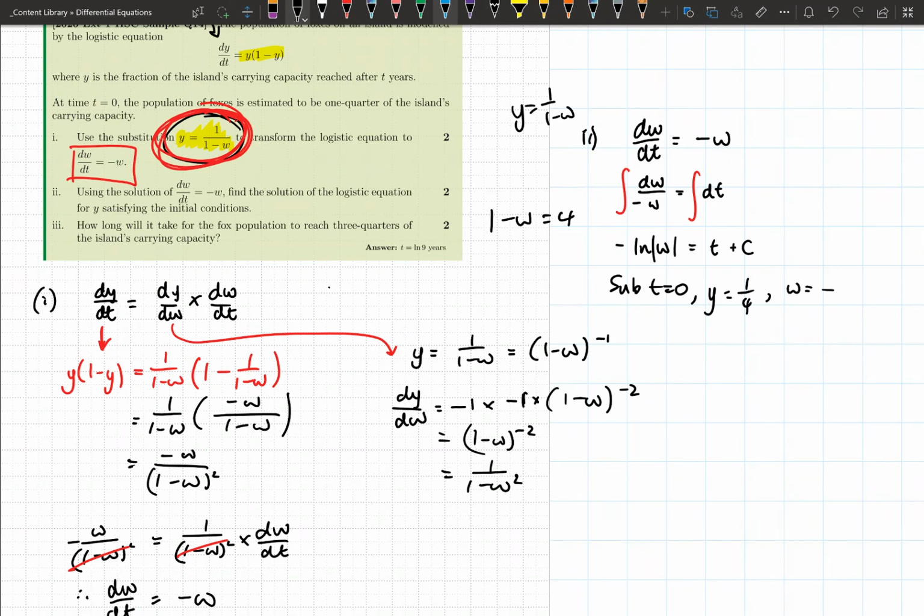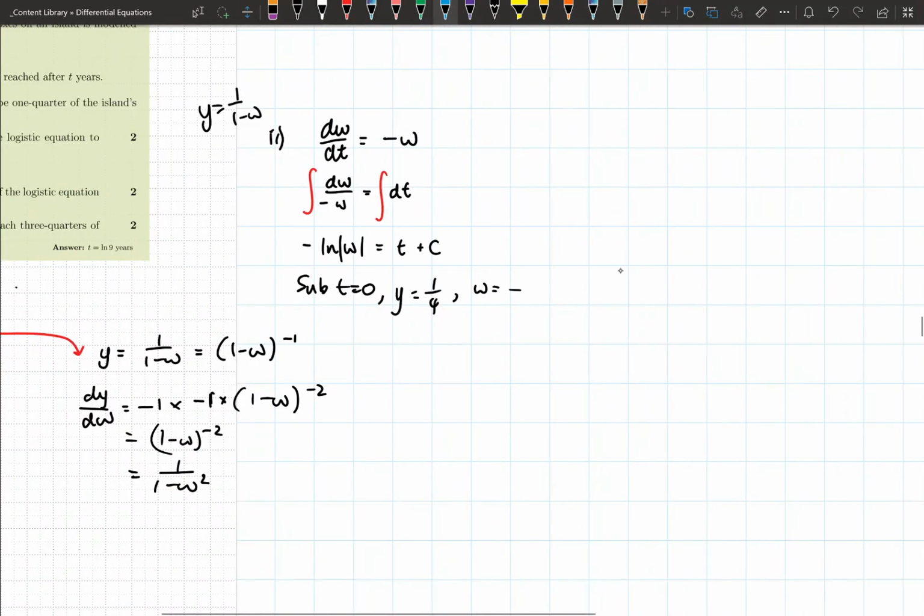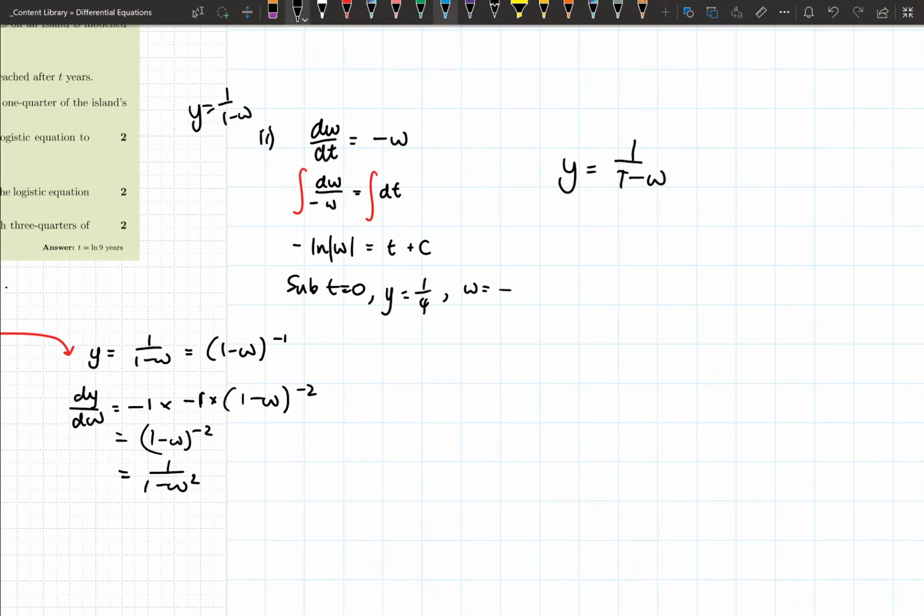This is what Y is equal to, right? Y is equal to 1 over 1 minus W, and we said that Y is equal to 1/4. From here, what you want to do is go, okay, well then 1 minus W is equal to 4. And you minus a 1 and it becomes a -3.